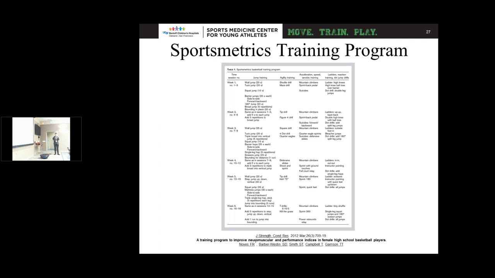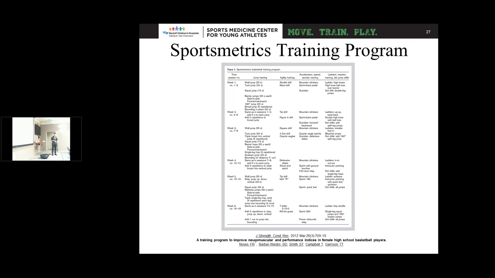But the idea is there are these training programs out there, and we've talked today about the incidence of female basketball players and their injury rates generally in competition and with ACL injuries. And we have these training programs to improve neuromuscular performance indices in female high school basketball. These things exist. They're out there. You need somebody who's trained in teaching these things and looking at movement to help you do them. But you can really improve your performance and your injury risk factors by doing some of these.